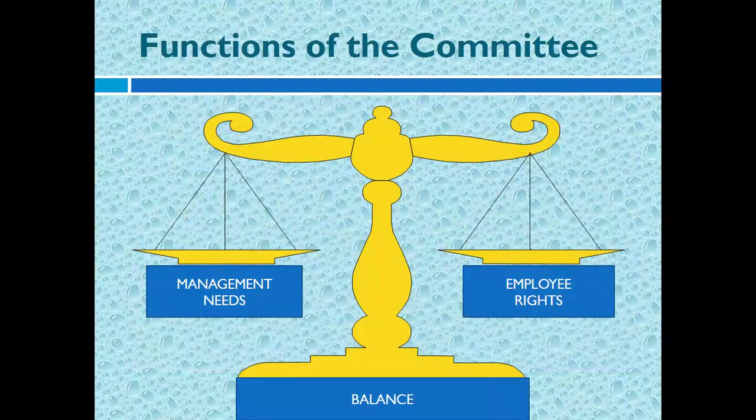So when you look at the functions of the committee, it sits in between management needs, when management needs discipline in the workplace. It needs people to do orderly things. Management needs employees to conduct themselves properly and produce. And employees, on the other hand, have their own rights, and these employees' rights must be observed. So the function of the committee is to bring a balance between management needs and employee rights, where management needs are met, but without violating employee rights.